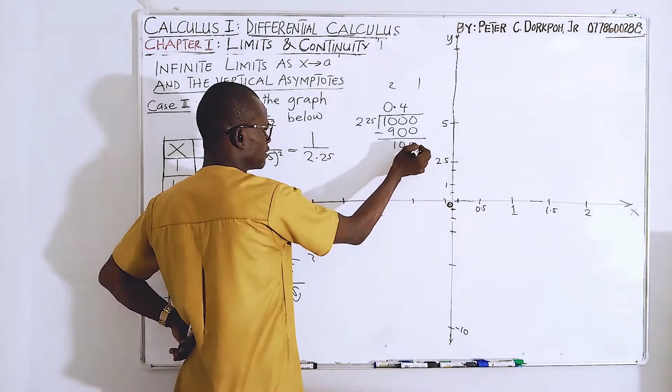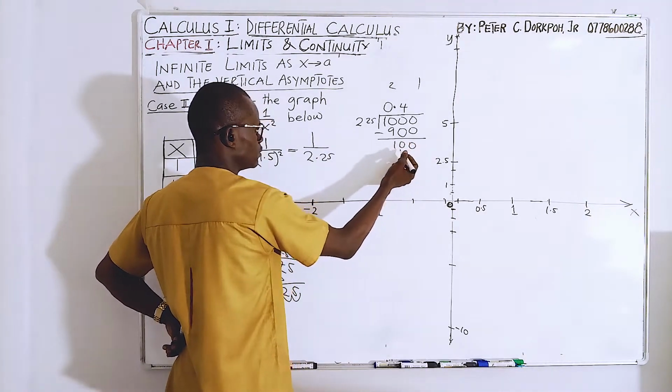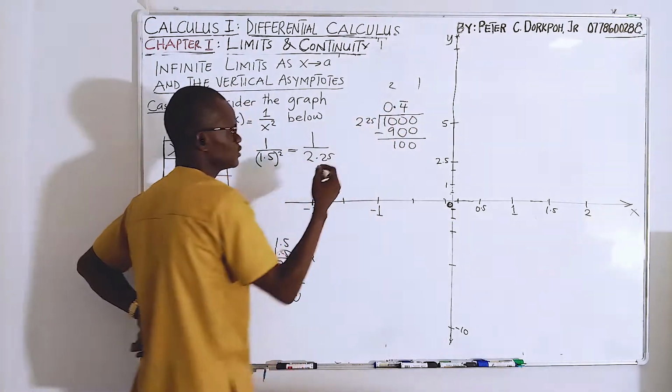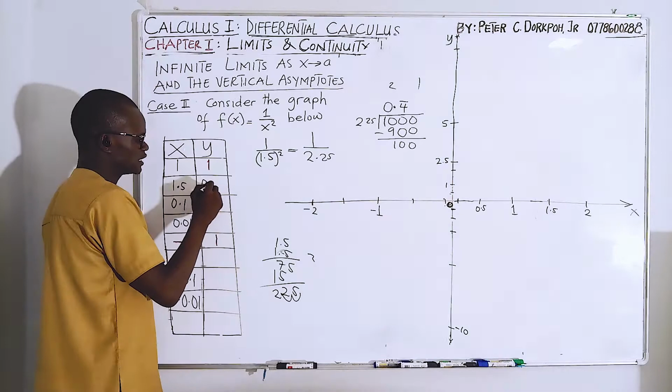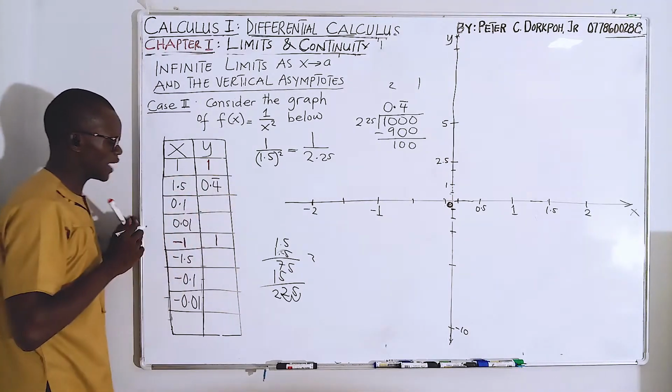Again, we're going to add a 0 to it. So we will just be getting 0.4, 0.4, let's say 0.4444444. So now it will be 0.4, with a bar on top of it.